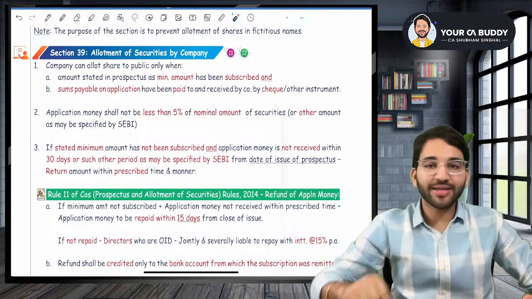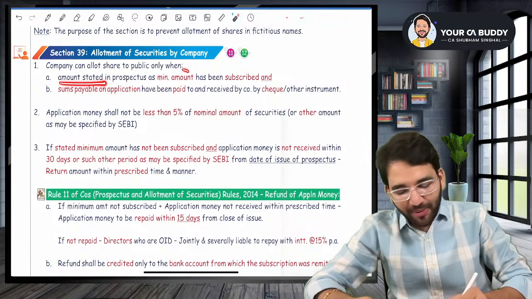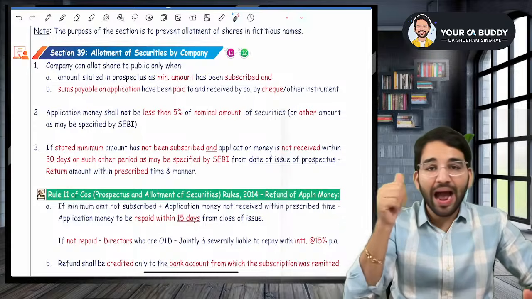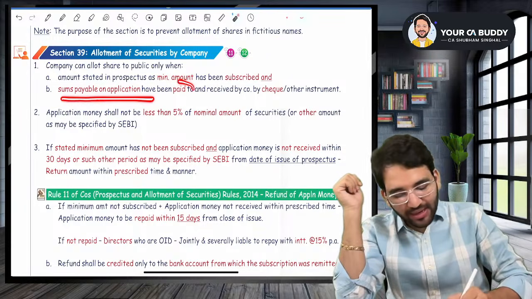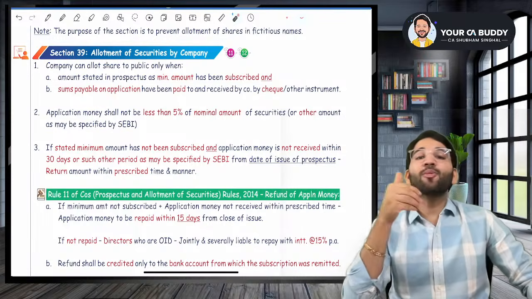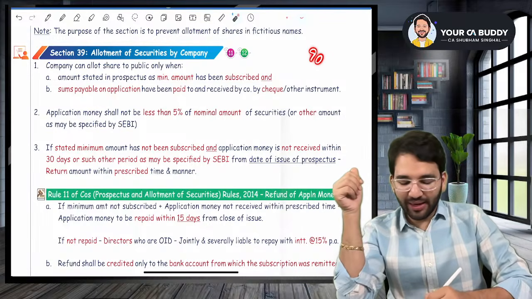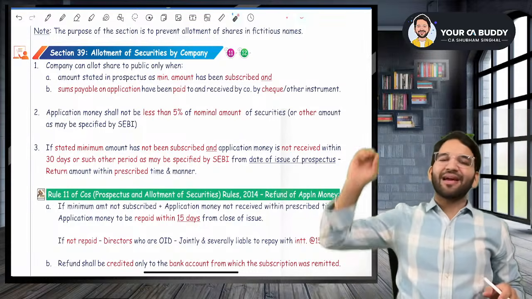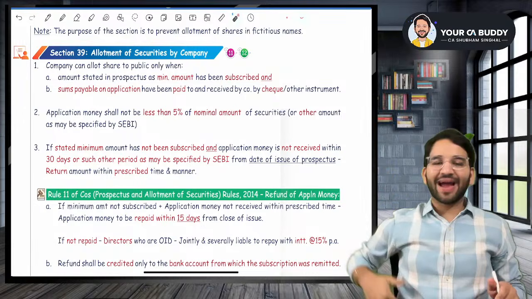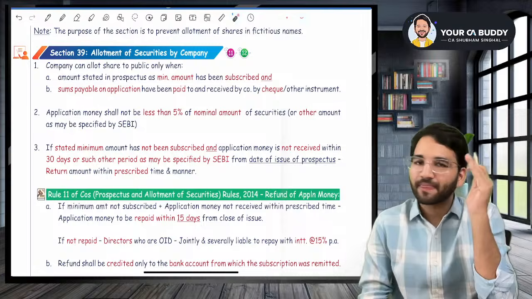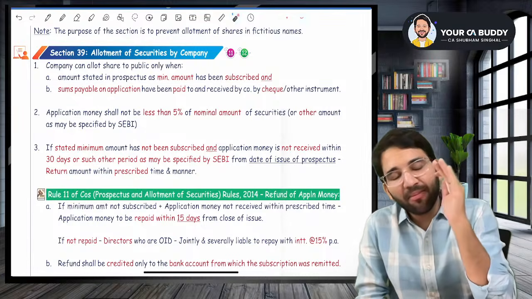Number one, the condition is that the amount stated in the prospectus as minimum subscription has been received. You have to receive minimum subscription, and the minimum application money has been paid by check or other instrument. How much is the minimum subscription, sir? In 11, 12 standard, we must have studied that 90% is the minimum subscription. But actually, we will have to write that the minimum subscription is as stated in the prospectus. That will be as per SEBI. So minimum subscription and minimum application money.